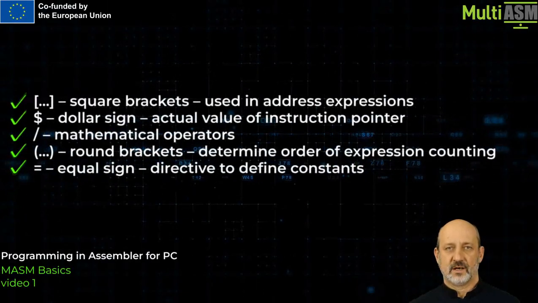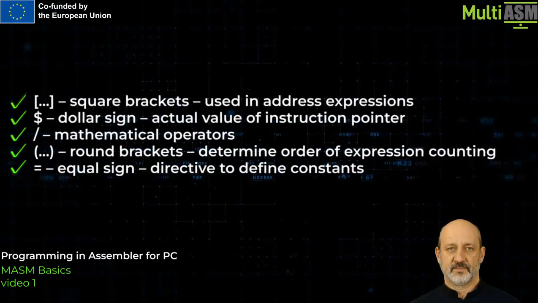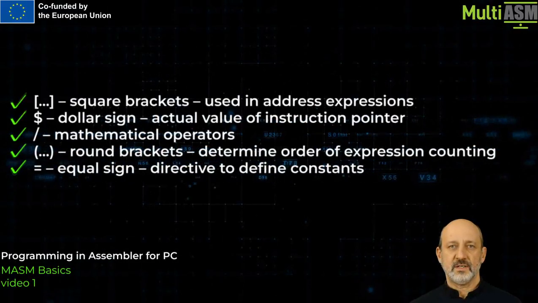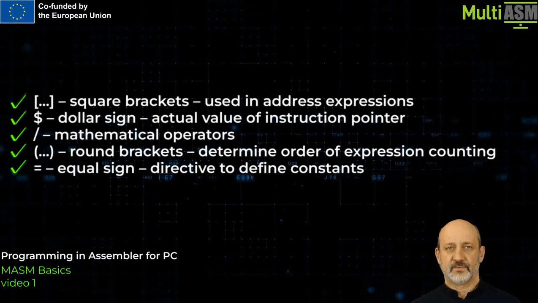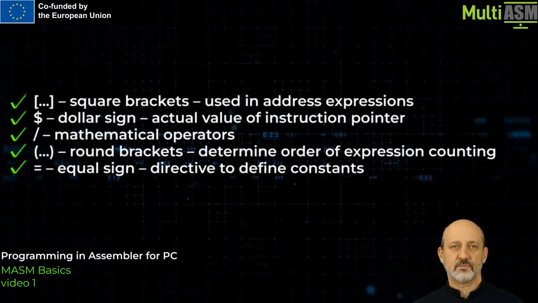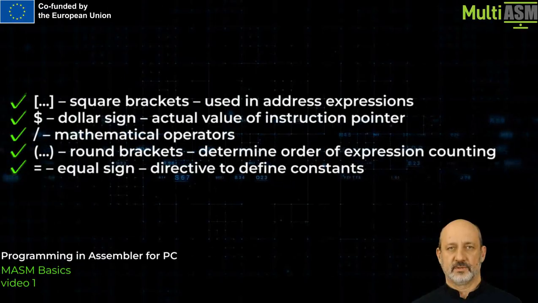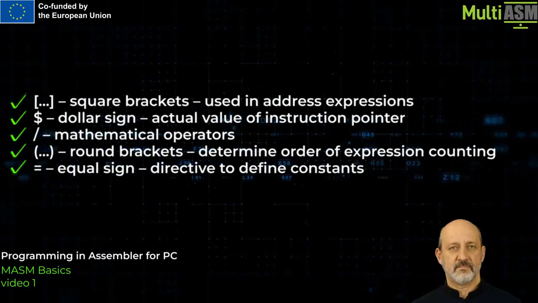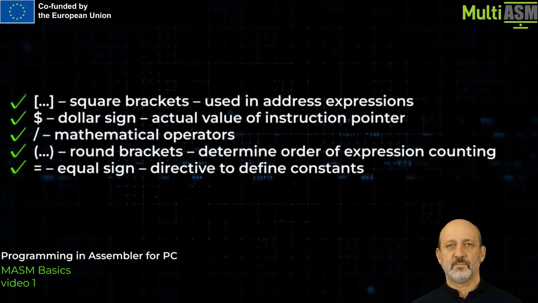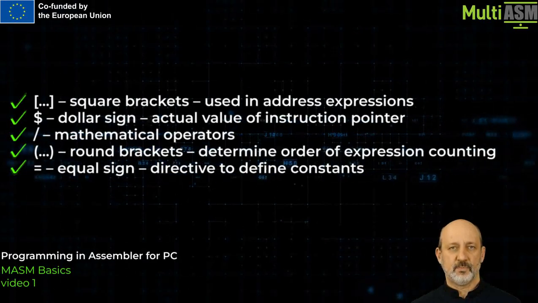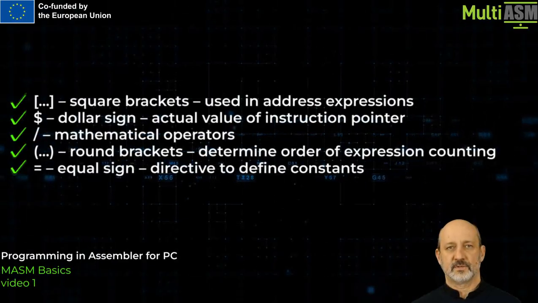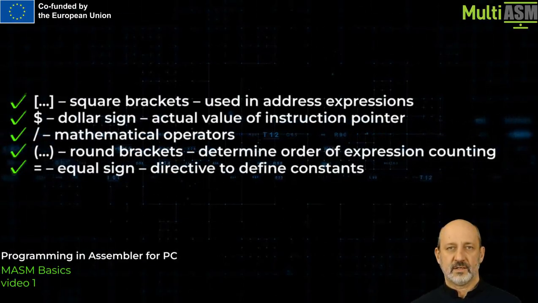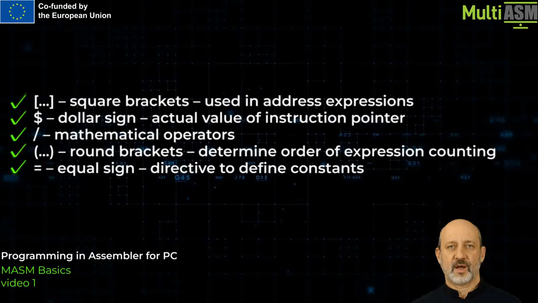Square brackets are used in address expressions. In general, they represent indirect addressing. The dollar sign is the actual value of the location counter. Plus, minus, asterisk and slash are mathematical operators. They can be used with round brackets to perform assembly time calculations. The equal sign is the directive used to define constants.